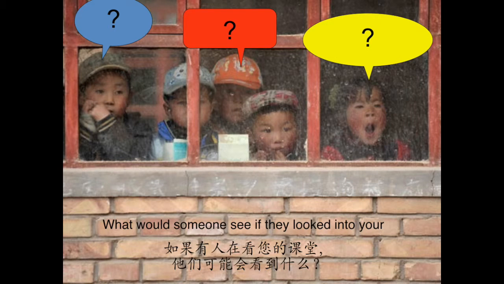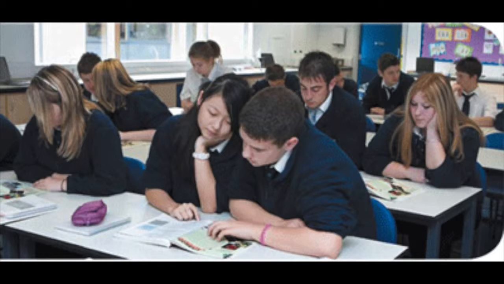Imagine you're teaching in your classroom. Some kids walk by and they look through the windows. What would they see? Would they see the teacher at the front? Would the teacher be at the back of the room? What would the students be doing? What interactions do you see? What do you hear? What language do you hear? Who would be talking?